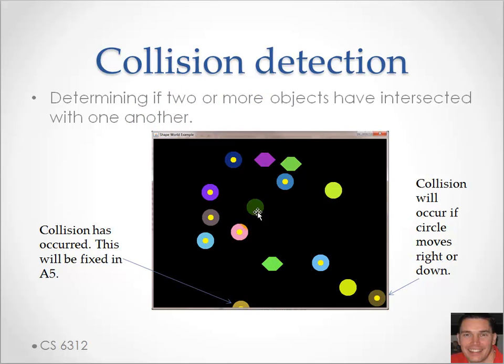For assignment 5, we're not going to worry about if the shapes have intersected with one another as they're moving around within the world, but we are going to worry about if a shape has collided with the bounds of our world. In this particular instance, this circle down here has collided with the bounds of our world, and we want to prevent that from happening for this shape in the lower right hand corner. If it were to move to the right or down, it would have a collision with the bounds of the world. So what we're going to do in assignment 5 is, when the shape collides with the bounds of the world, have it turn around and move in the opposite direction.